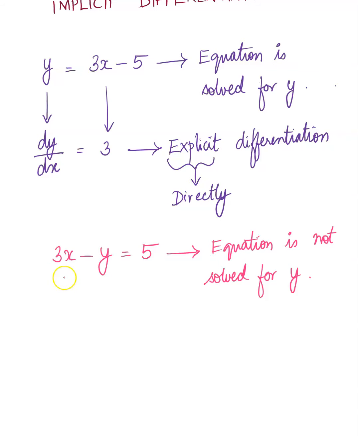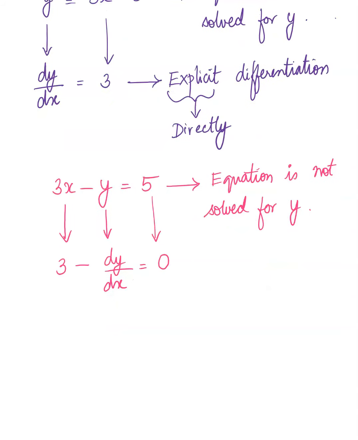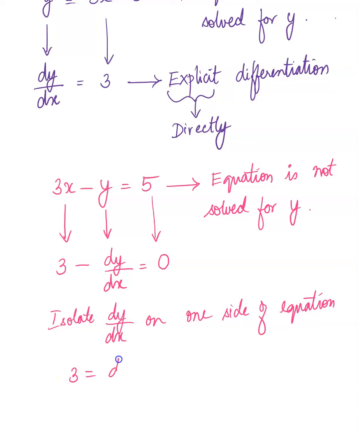So what I mean is, if you took the derivative here, derivative of 3x with respect to x would be just a 3, minus derivative of y with respect to x will be dy over dx, and 5 with respect to x, 0, because there's no x there. And then we have to clean this up and isolate dy over dx on one side of the equation. So in other words, if I add dy over dx on both sides, I get 3 equals dy over dx.